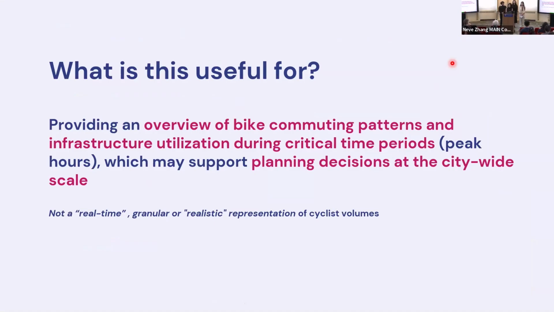Given these performance characteristics, it is important to clarify the practical application of our model. To recall our use case, we aim to provide an overview of bike commuting patterns and infrastructure utilization during critical time periods, which may help support planning decisions at a city-level scale. However, we want to be very transparent about limitations as well. This model is not designed to provide a real-time, extremely granular, or perfectly realistic representation of cyclist volume down to the individual riders. Rather, it is a planning tool that captures broader patterns and trends to guide infrastructure development.